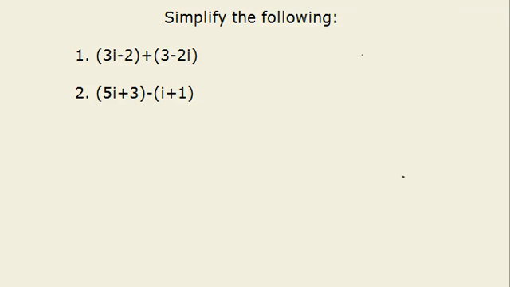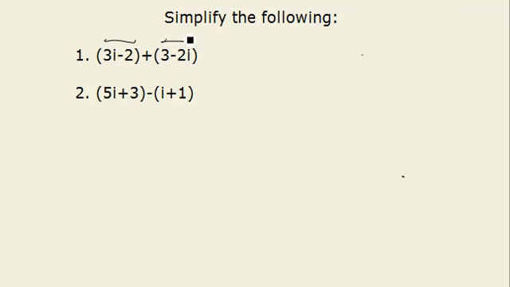The first step to begin simplifying is to recognize each term and see if we can add like terms in either case. So let's start with number 1 first. We have two cases here at number 1. We have case 1, which is 3i minus 2, and case 2, 3 minus 2i.